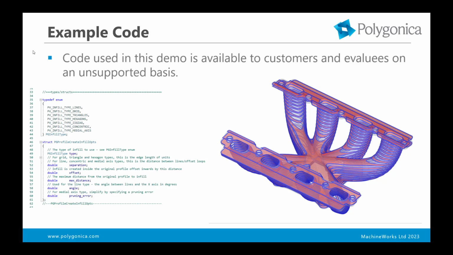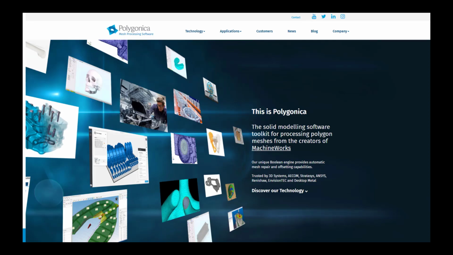The example code that puts it all together, you're very welcome to take. You can use it for testing Polygonica if you're evaluating, or if you're thinking of using Polygonica, or if you're already a customer and you're thinking of using it for doing build processor operations, you can use this to test. Or you could even take the code and use it as a kind of fledgling build processor and start developing from that code if that's how you want to do it. As you can see from the code sample I've pasted, it supports different types of hatching like lines, grid, triangles, hexagon, zigzag, concentric, medial axis, and I've also got medial axis offsets in there. So we'll move on to the demo and show you that in action.